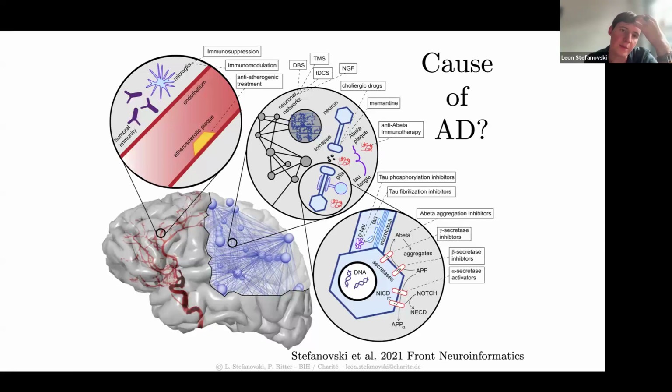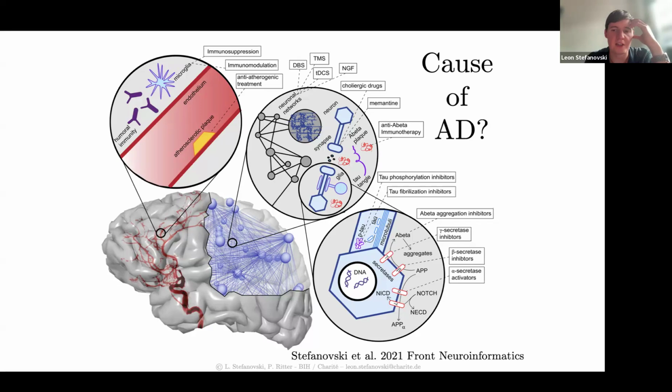We have the immune system that is involved in clearance, but can also attack the brain, like in an autoimmune disease. We have effects on the level of neural networks, and network changes quite early in Alzheimer's disease, showing that particular networks like the default mode network or the rich club are getting less prominent and the whole system is getting less efficient.